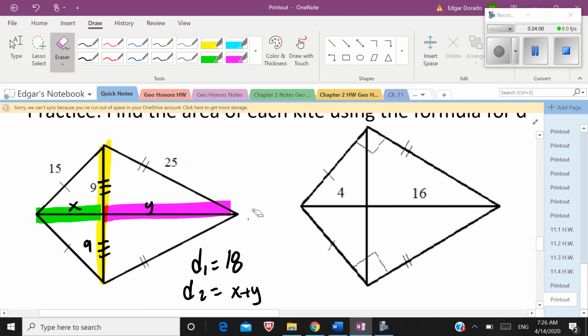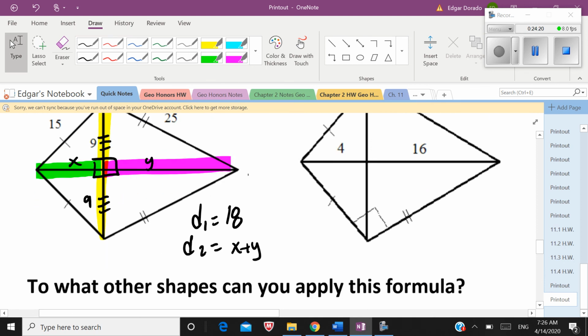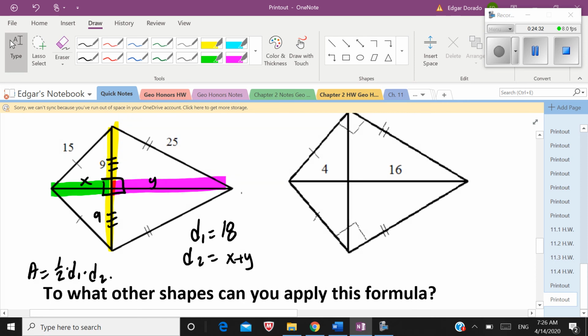So here's what I want you to do. I want you to use the tools at your disposal, guys. I want you to take the time to pause the video at this moment, find out what x and y are. You might need to use Pythagorean theorem. You might need to use your Pythagorean triples. Find out whatever way you need to, and then I want you guys to go ahead and do me a favor and calculate for me 1/2 times diagonal number 1 times diagonal number 2 to find my area. Okay, go ahead and pause the video at this time and give that a try.